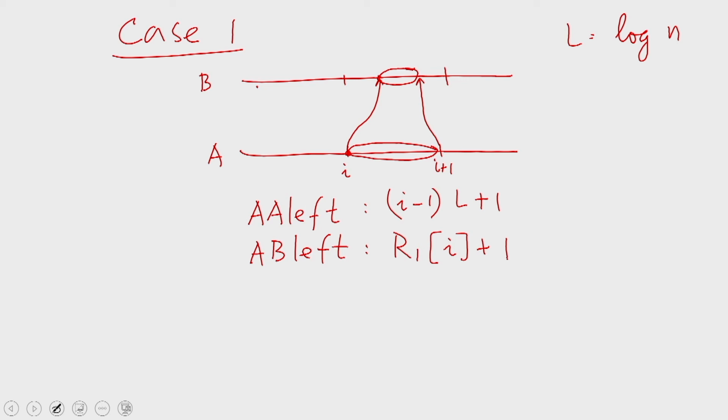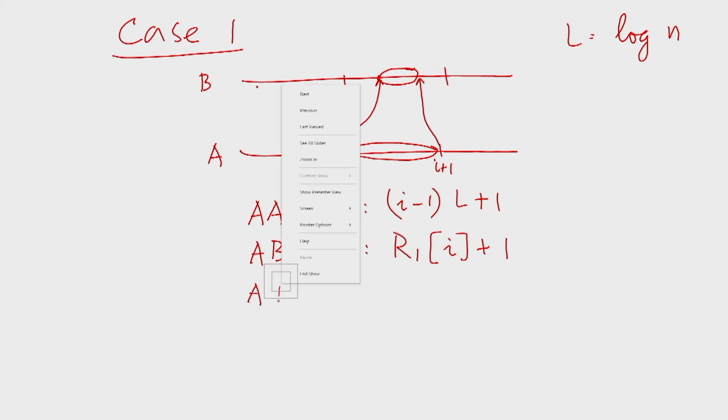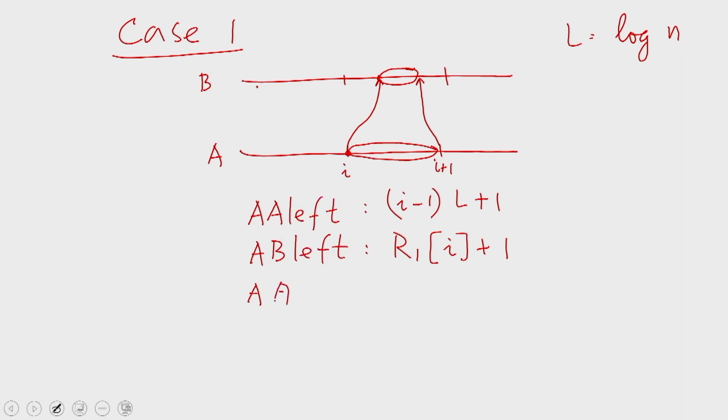Similarly, AA right would be the index of the rightmost element within the circle part on the A side. This would be I into L. That is because in this case it happens to be the I plus first leader on the A side. It is an element just before the I plus first leader on the A side. Therefore, its rank is going to be I into L. The last element within the circle part on the right side is going to have a rank of I into L on the A side.